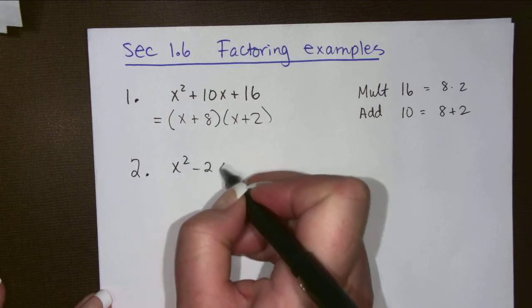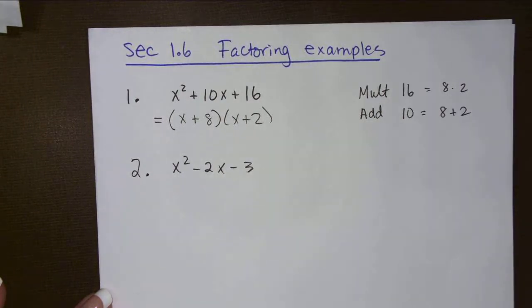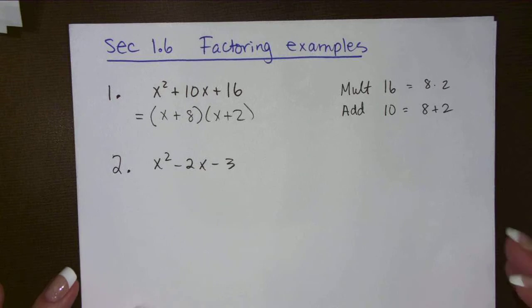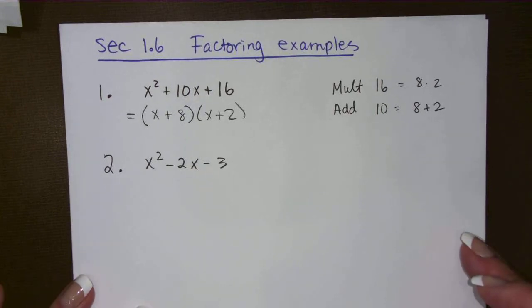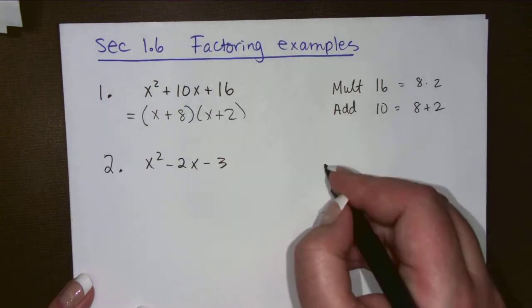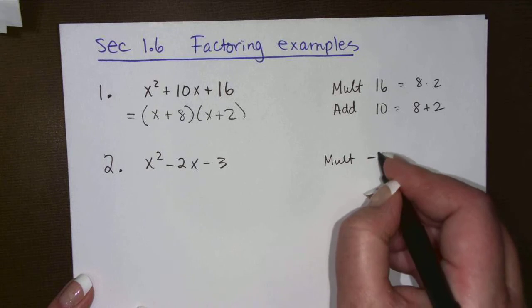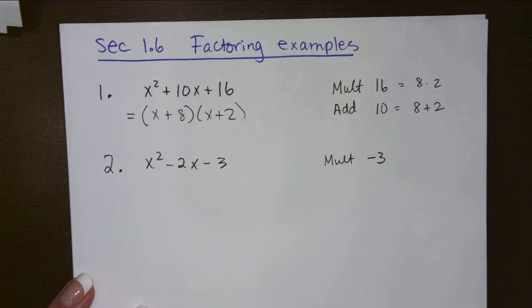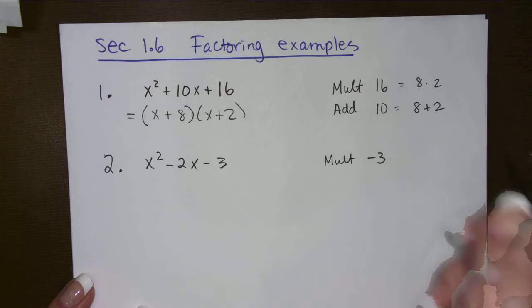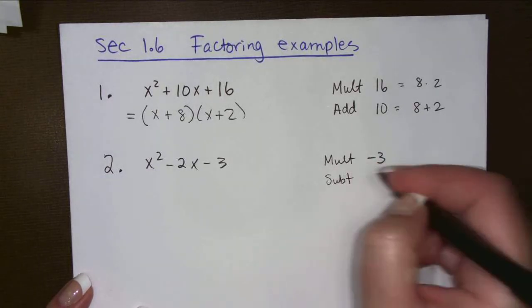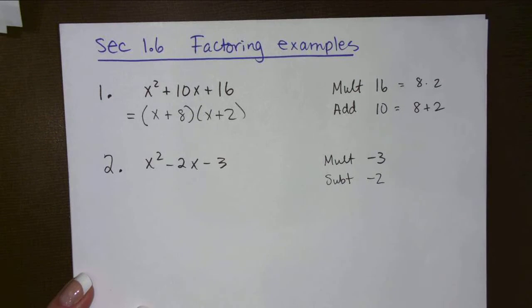X squared minus 2x minus 3. We want two numbers to multiply to give negative 3. Now, what does that mean about the add part? We want them to subtract instead of add. So we want two numbers to subtract to give negative 2. Now, forget about the sign. Don't worry about the sign.